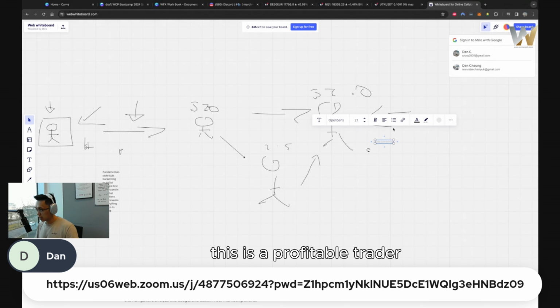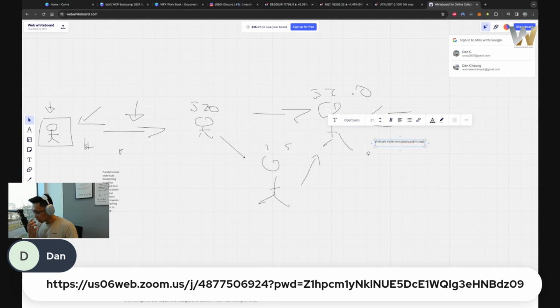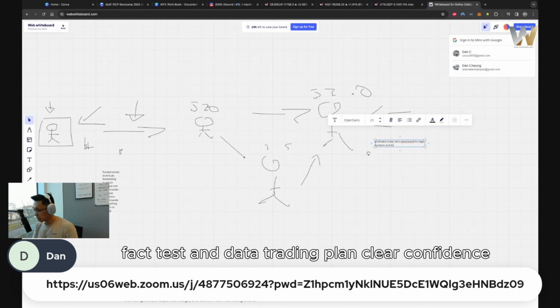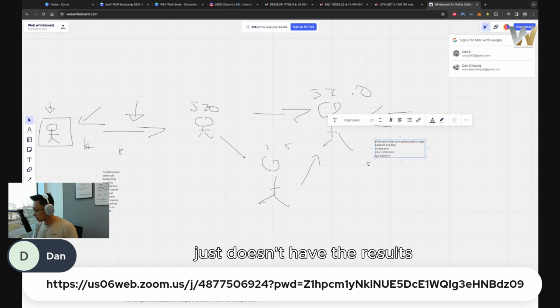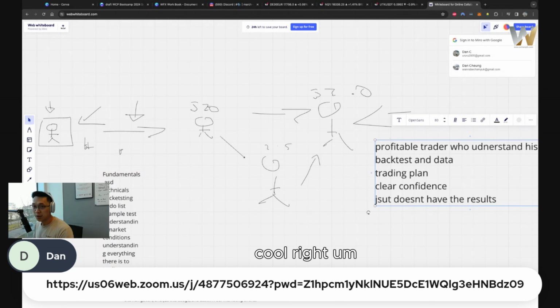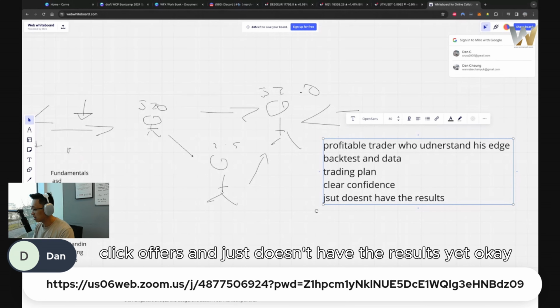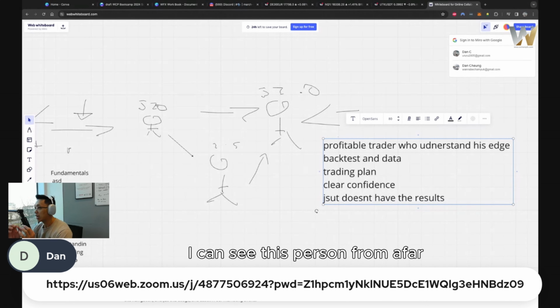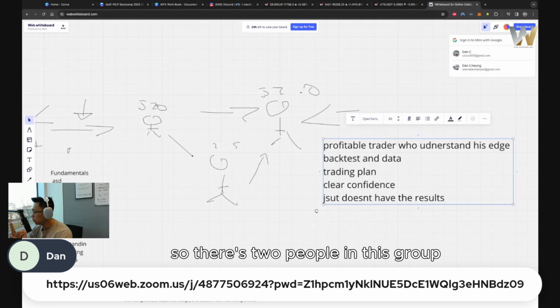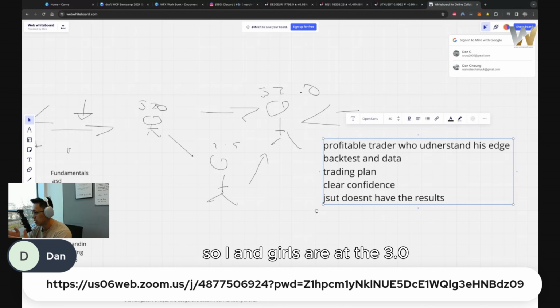This is a profitable trader who understands his edge, backtest and data, trading plan, clear confidence, and just doesn't have the results yet. Okay. What that means is I can see this person from afar. So there's two people in this group: Hoi and Guz are at the 3.0.